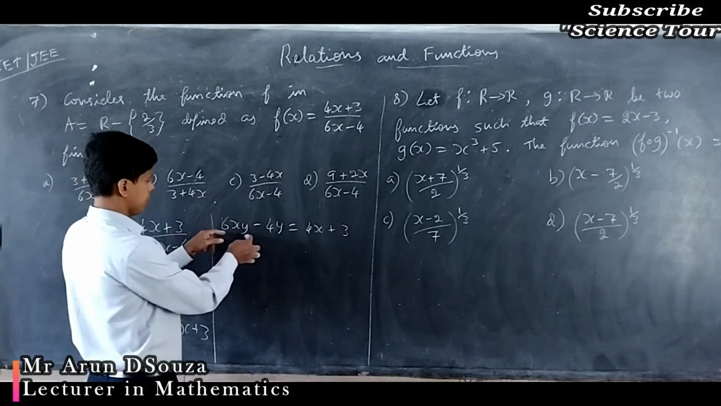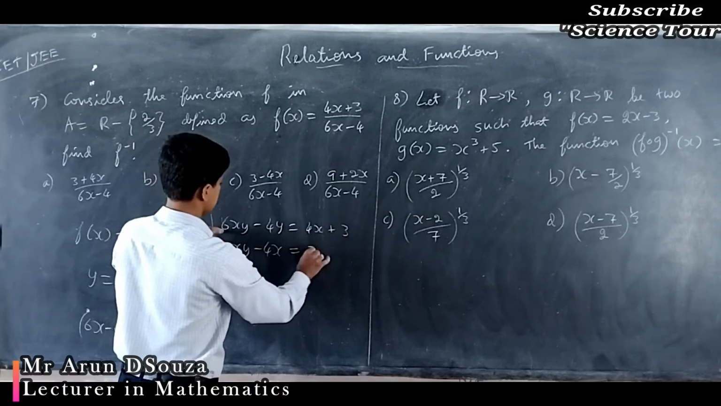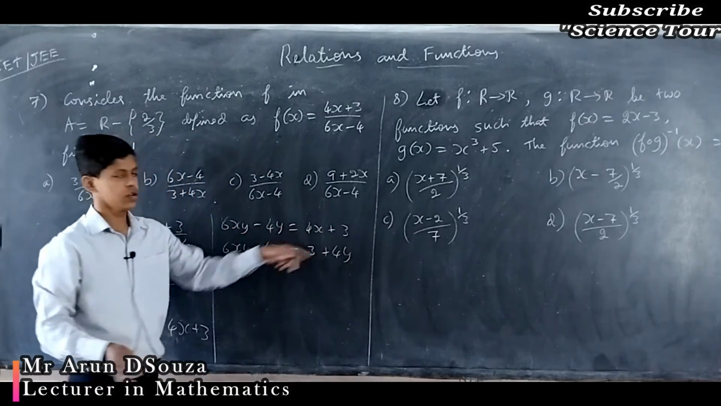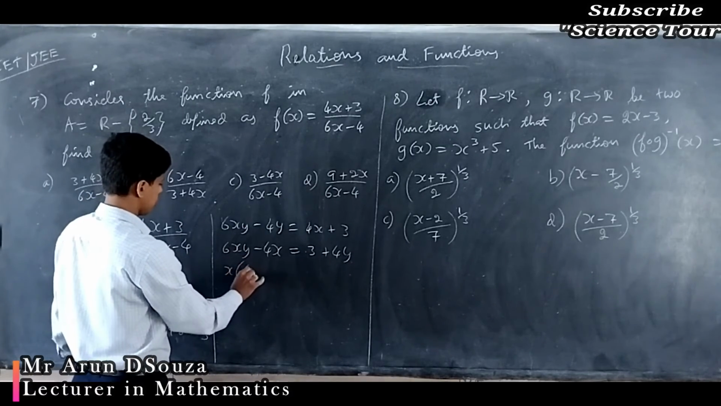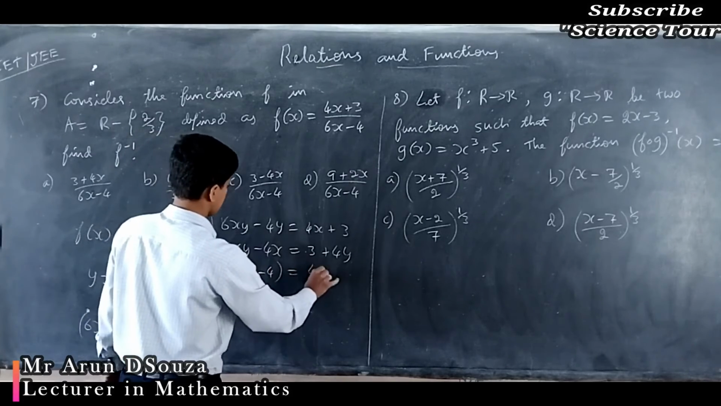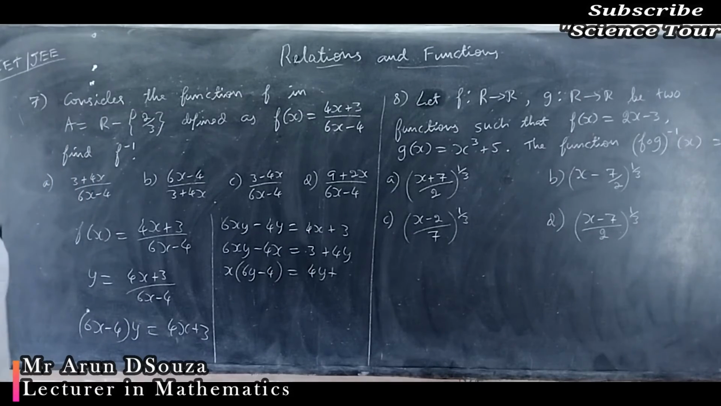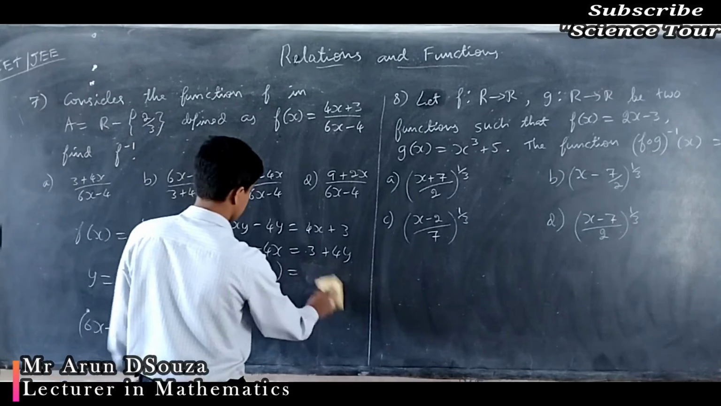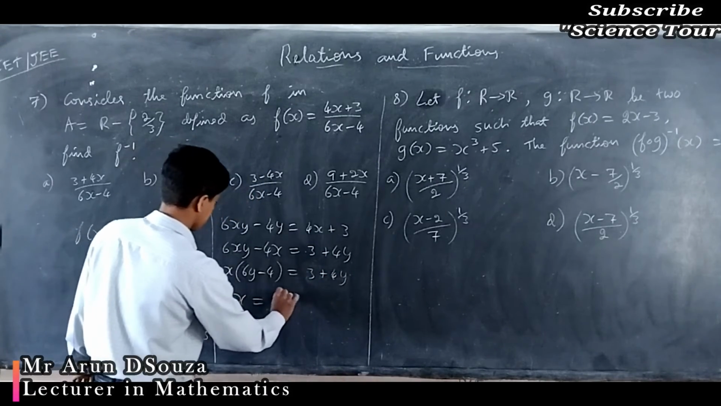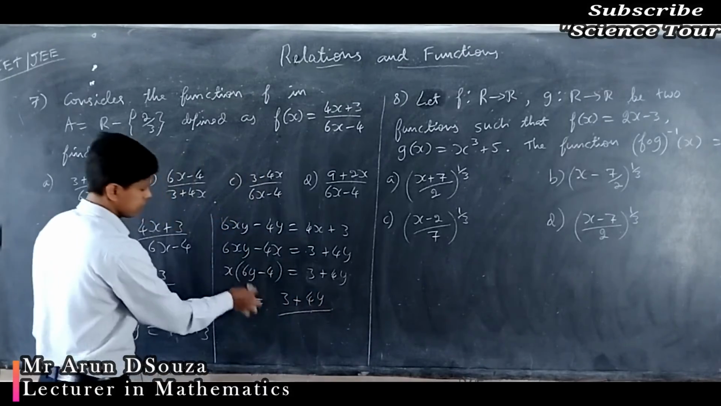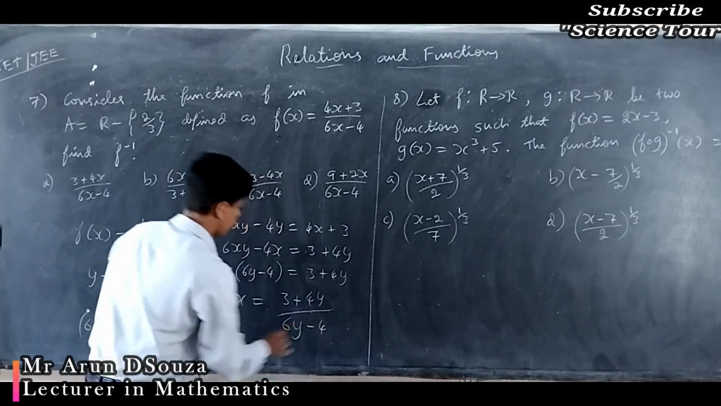Alright, so you have 6xy, that will be minus 4x, and this is 3, and you will have plus 4y. Now take x common. So if you take x common, 6y minus 4, which is like 4y plus 3, or you can write as it is, no need to change. So 3 plus 4y, and this is 3 plus 4y. This part will be divided on the right hand side. So 6y minus 4. That's it.